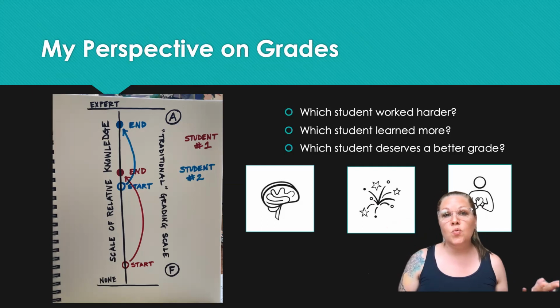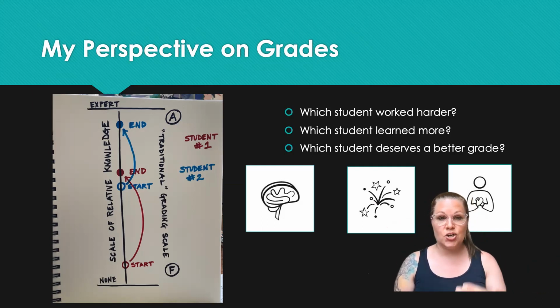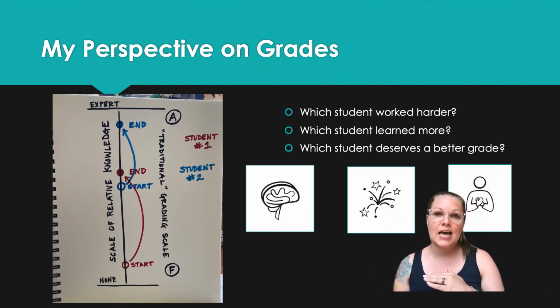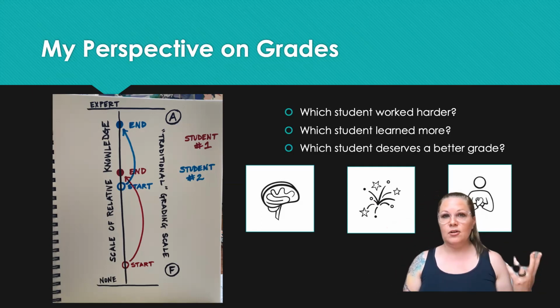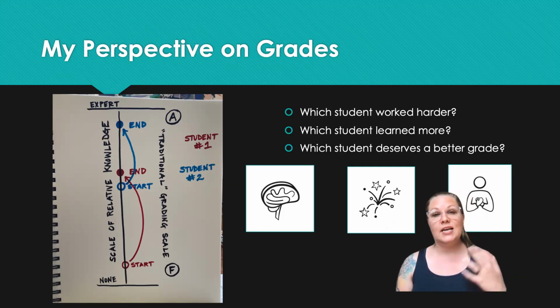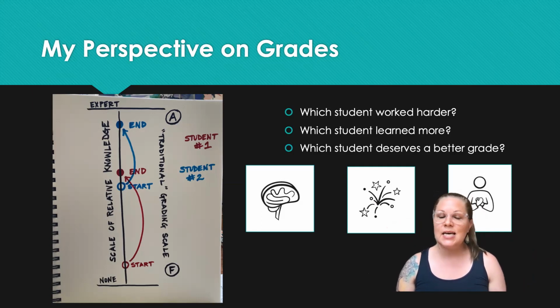That is, if you were to leave the class at the end of the semester with no knowledge, you may receive an F on a grading scale. And if you left with expert level knowledge, you may receive an A. However, this does not acknowledge the diverse life experiences that each student brings with them at the start of a semester, nor does it acknowledge the amount of time and effort that each student puts into their learning throughout the semester.